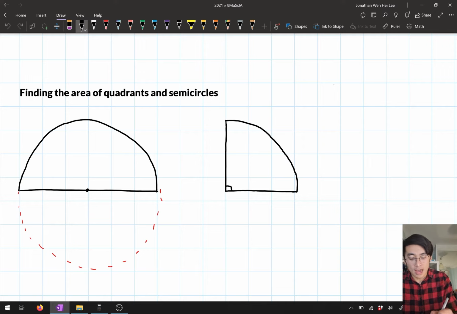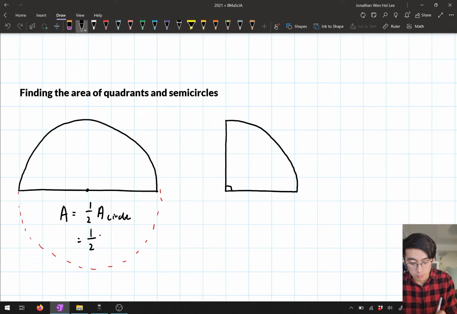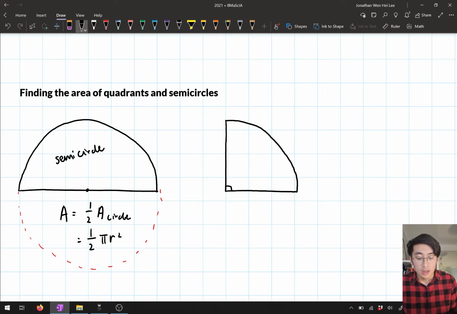So if we want to find the area of a semicircle, all we need to do is just take half of the area of a circle. So it's going to be half times the area of my circle, which is just half times pi r squared. So this is my semicircle. If I want to find the area of my semicircle, I just need to find half of the area of the completed circle.